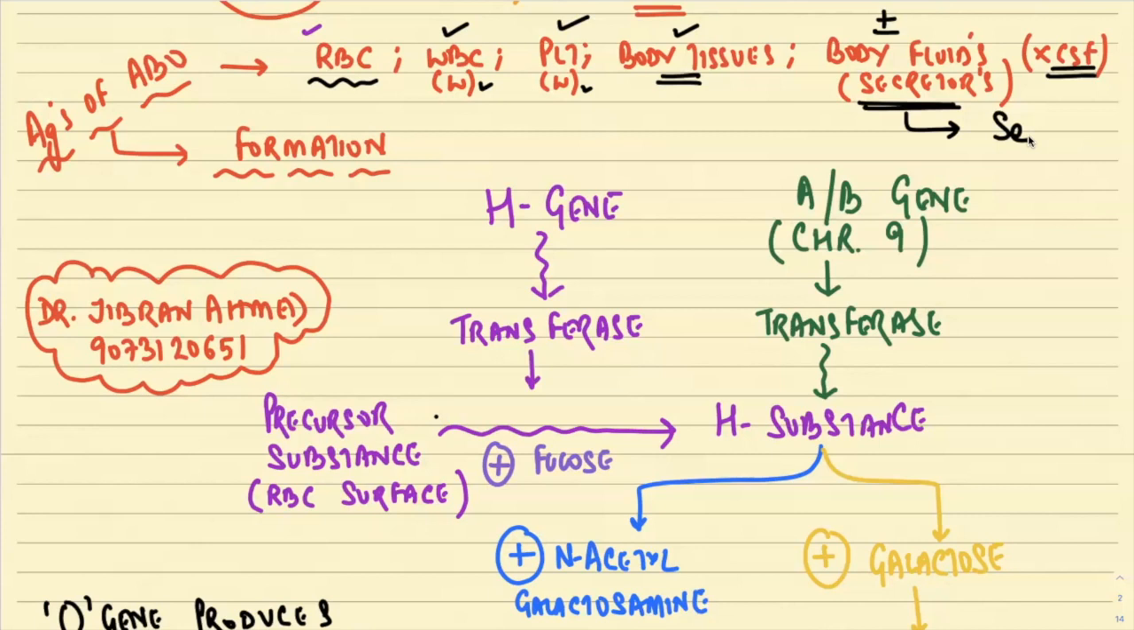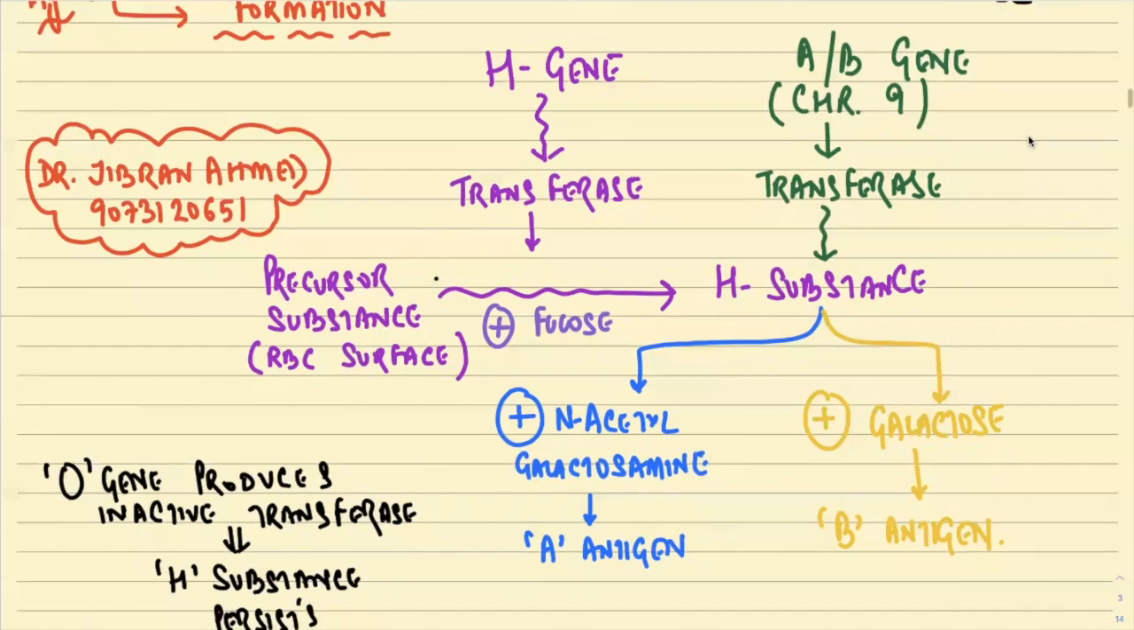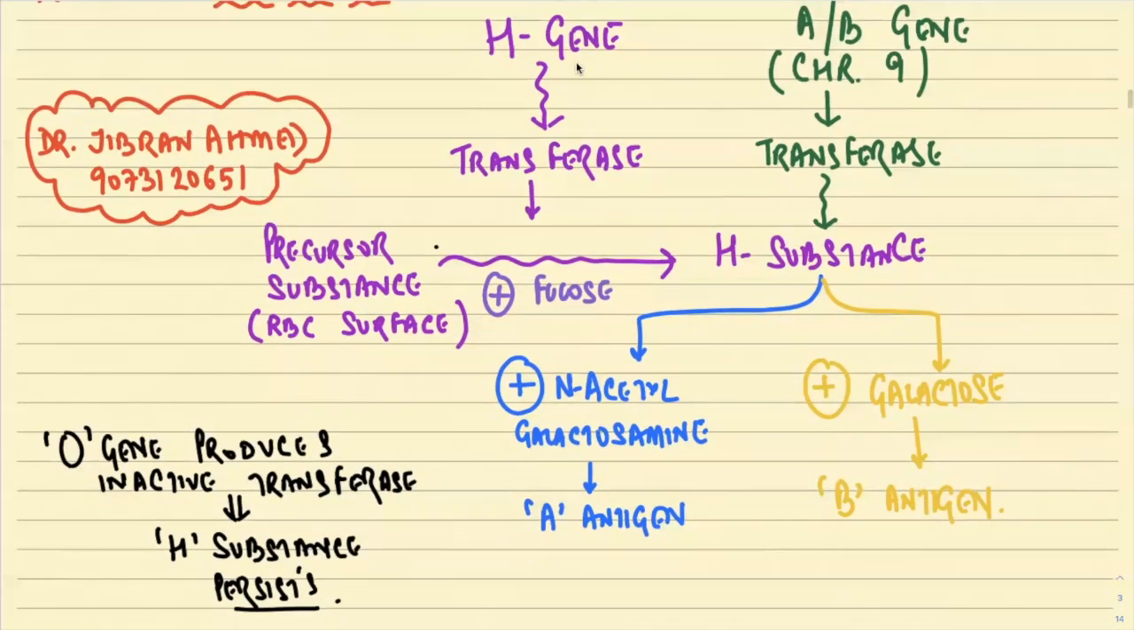So that person is going to secrete the antigen in the body fluids also, like in the semen, in the saliva. What is the importance of these secretors? I'm going to tell you in the later part of the video. So now I'm going to tell you how this particular antigen is being formed, how this antigen forms.